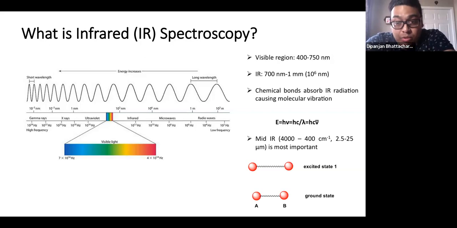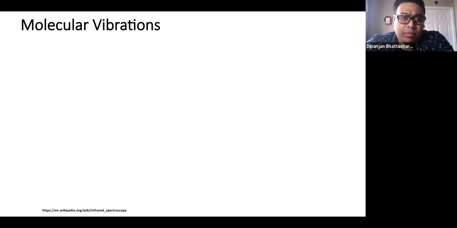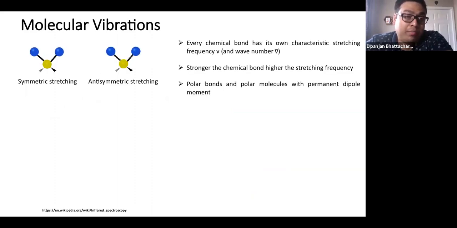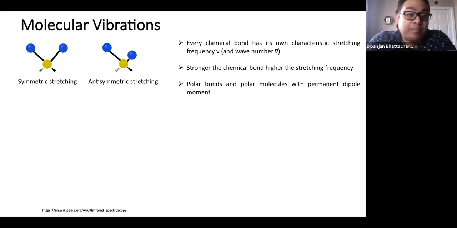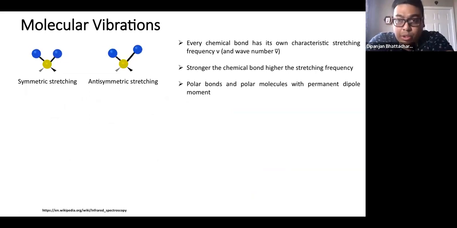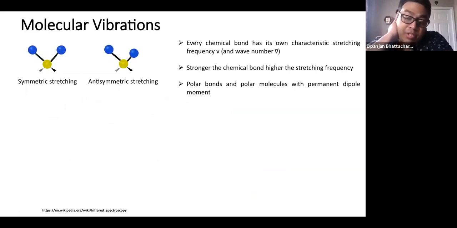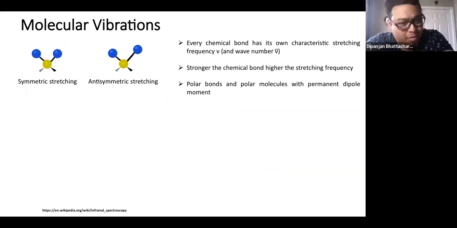And the mid IR is the most important one. So from 4,000 to 400 centimeter inverse, that's the window where most of the chemical bonds will absorb IR radiation to cause vibrations. Now, let us look briefly at some of the molecular vibrations which are important. I basically copied this portion from Wikipedia because they have a very nice pictorial depiction. The most important vibration in the world of chemistry is the stretching. That requires the most amount of energy. And there are two types of stretching, as you can see in the picture, symmetric and antisymmetric.